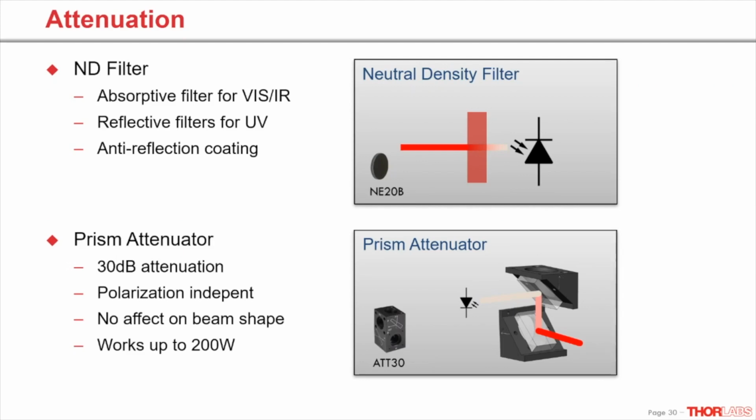The advantage of this filtering method is that it doesn't influence the beam's polarization or shape. The attenuators can also be cascaded to get to a safe power level that is detectable with the beam profiler.